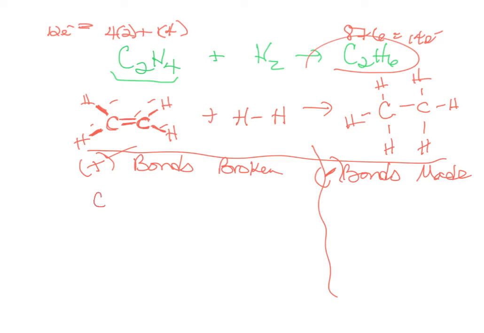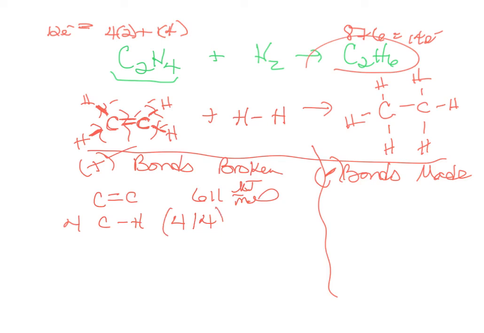I have 1 carbon-carbon double bond, which must be broken, and the energy of that is 611 kilojoules per mole. And I have to break 1, 2, 3, 4 carbon-hydrogen bonds. And that is 414 for each of them. There are 4. 1656, these are all positive.